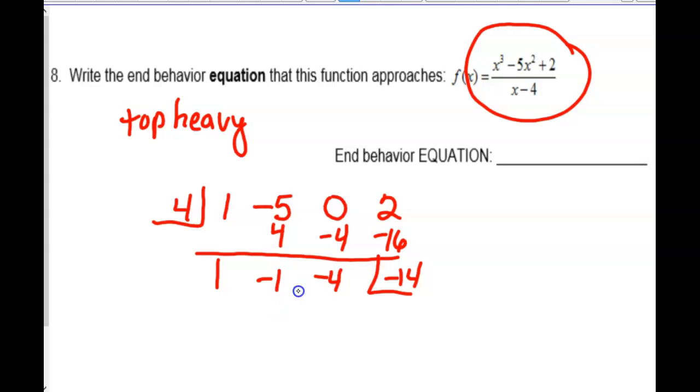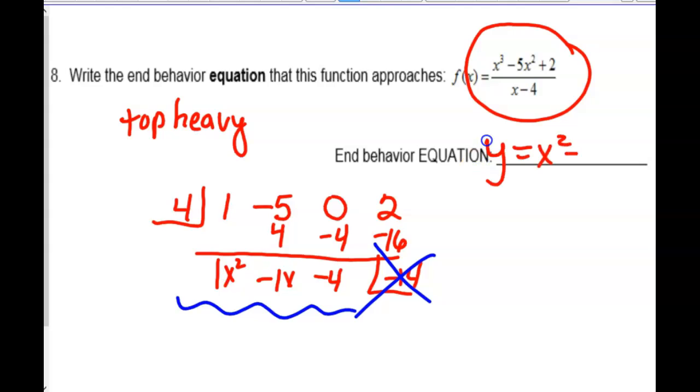Okay, now what? This is the remainder. What do we get to do with the remainder on these? We don't have to write it as a fraction. We get to throw it away. That's what the yellow sheet says, ignoring remainder. What is this end behavior? This one is a constant, this gets an x, and this gets an x squared. So y equals x squared minus 1x minus 4.